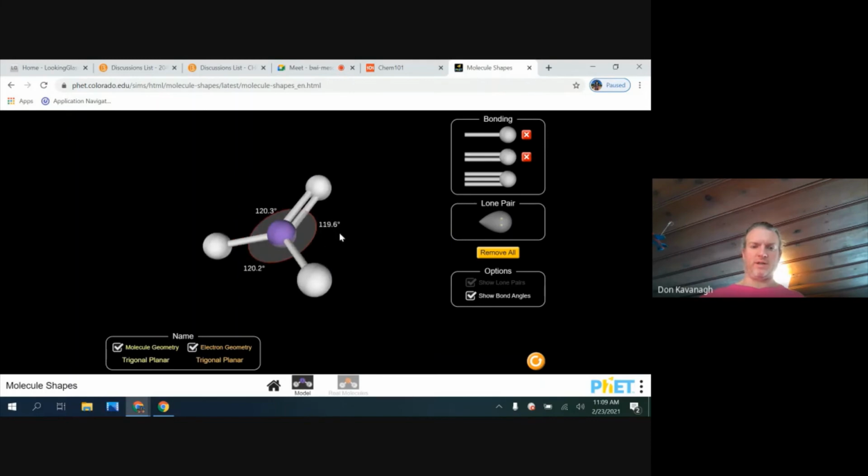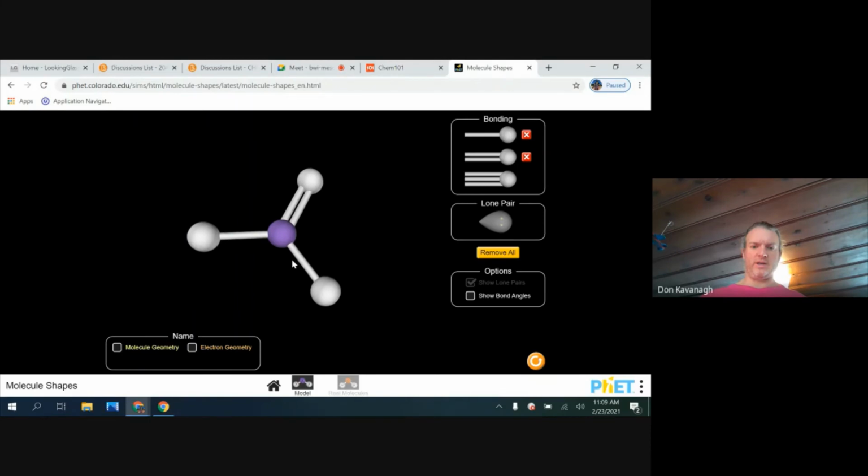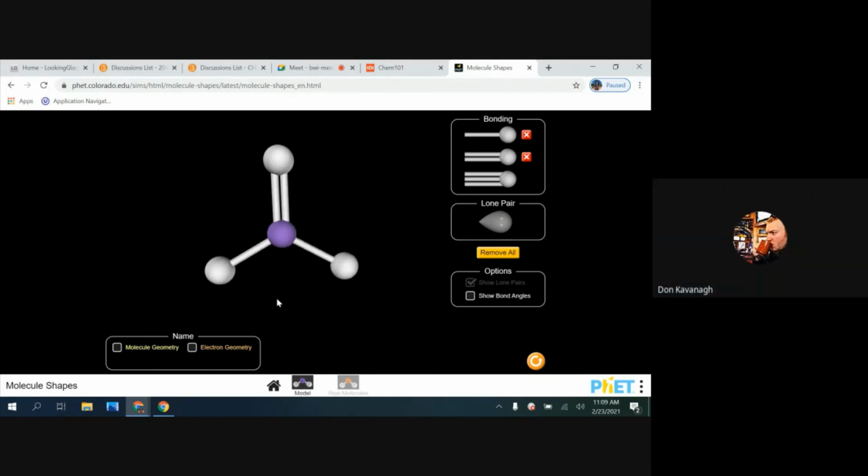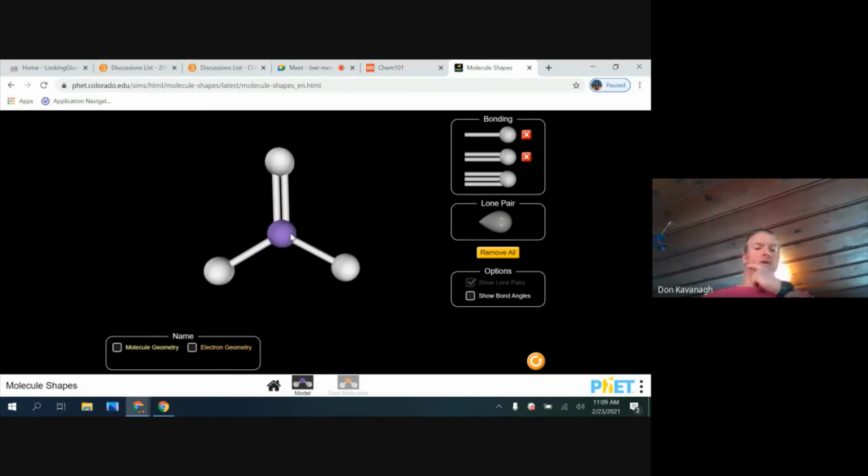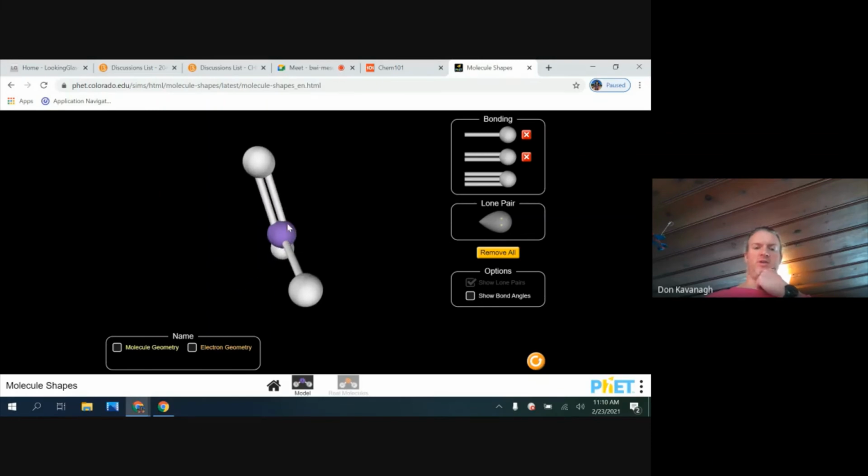Put a double bond on there. Let me unclick again. So here we have carbon in the center. We have formaldehyde. We have a carbon in the center, a double bonded oxygen on the top, and hydrogens right here. So this is formaldehyde, CH2O. Let's look at its three-dimensional shape. It's a flat planar thing. It's kind of like a ninja star.